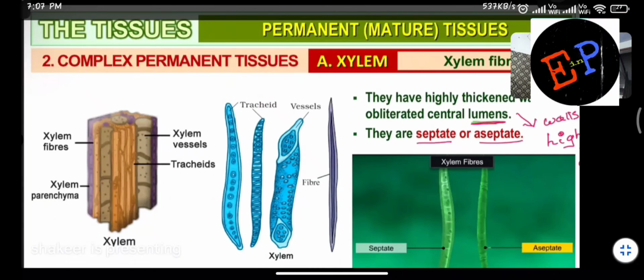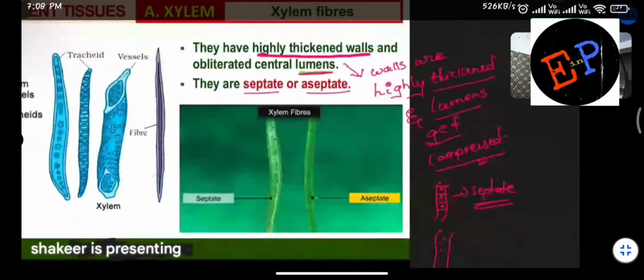These xylem fibers have highly thickened walls. Where do you find xylem fibers? This is the structure of a xylem fiber. Here you can find the xylem fibers. The walls are very thick, and obliterated central lumens are present. What is meant by obliterated central lumens? Walls are highly thickened and lumens get compressed. That is the meaning of obliterated central lumens.